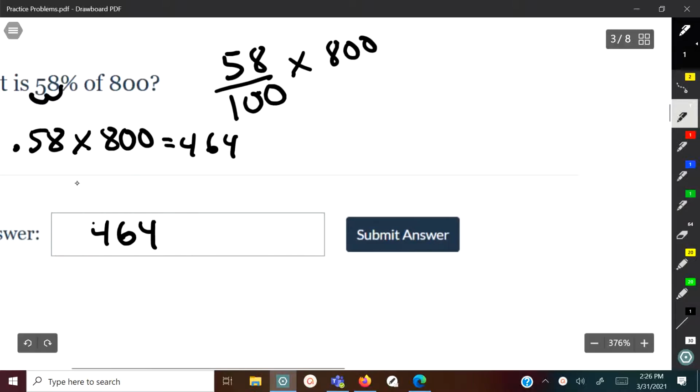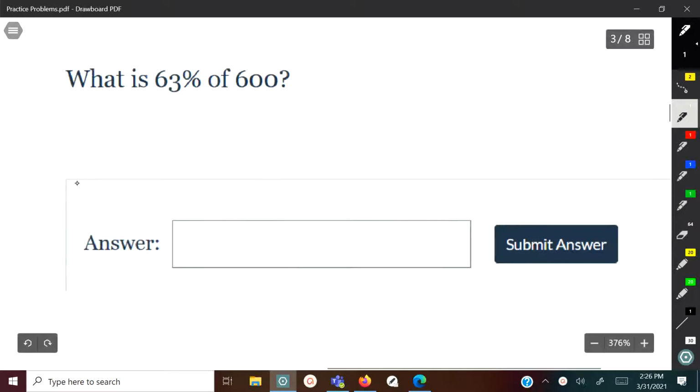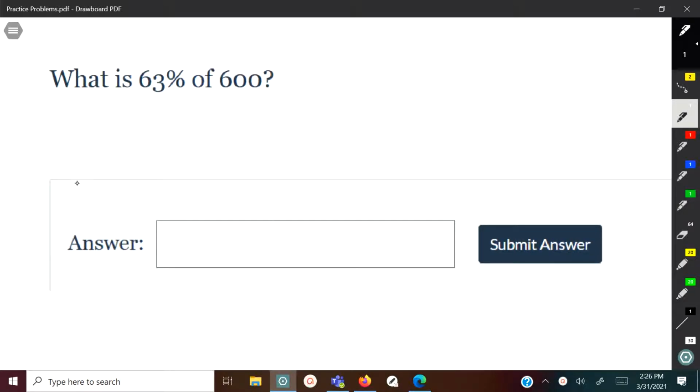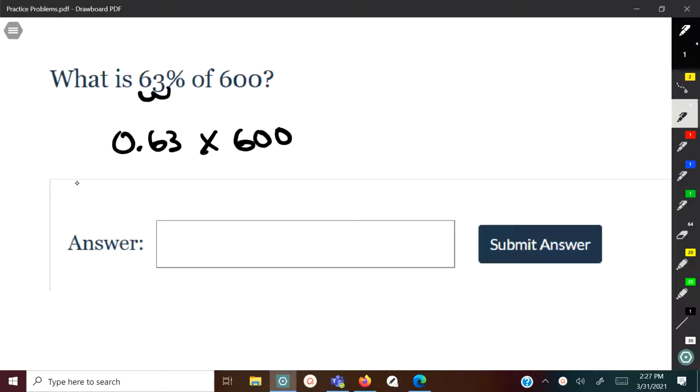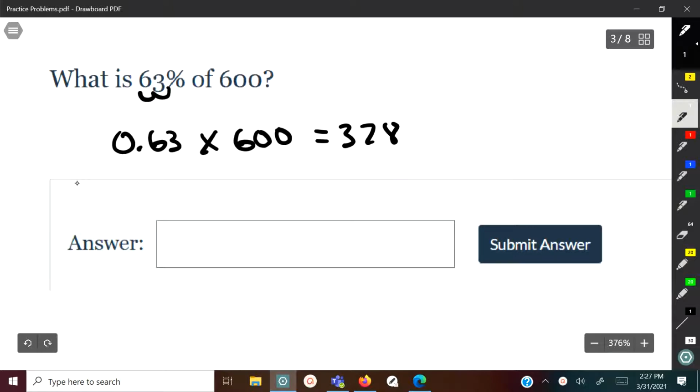Alright, so take a look at this one and see if you can solve this. Alright, so let's take a look at this one. We're going to convert the percent into a decimal. I move the decimal two places, so you can put 0.63, and you multiply that times 600. When you do that, you end up with 378. So that's your answer.